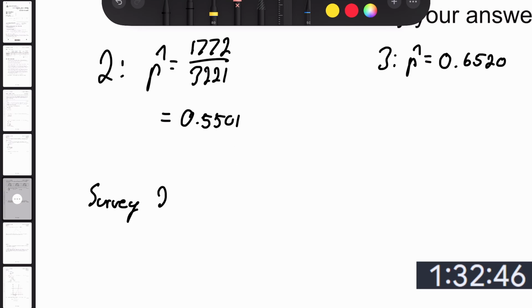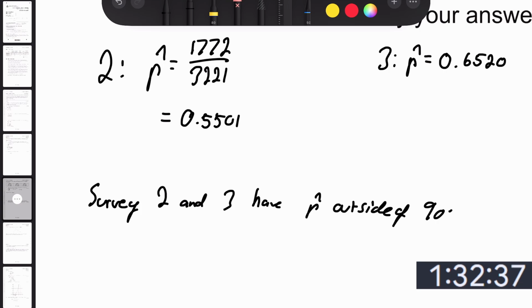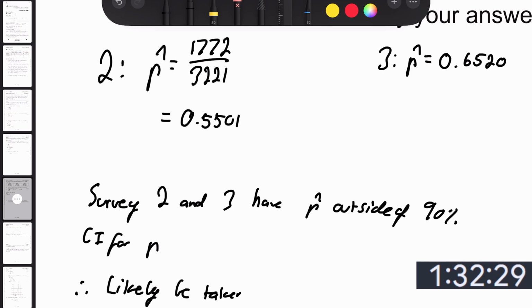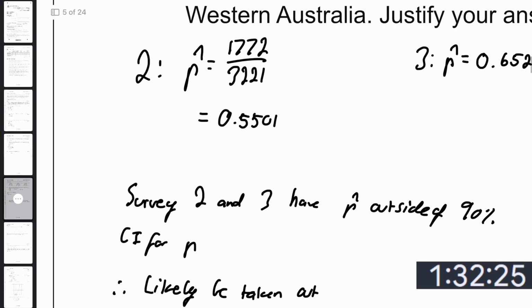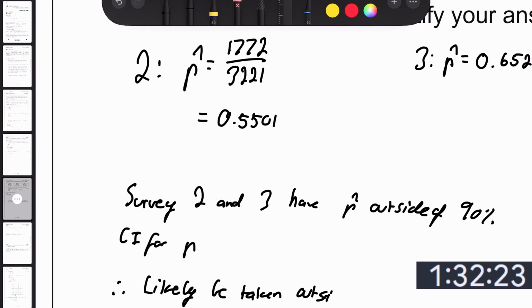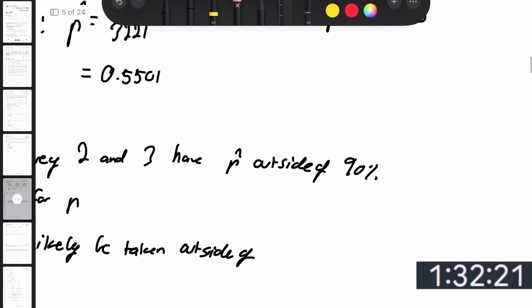So surveys 2 and 3 have p hat outside the 90% confidence interval for p, therefore likely to be taken outside of WA.